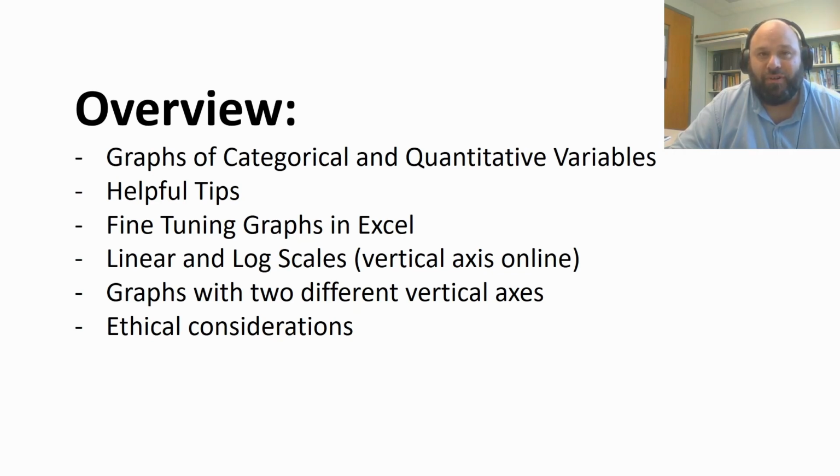We're only going to look at vertical axes, and we'll talk about what that means and see what the impact is. We're going to look at an example of a more complex graph that has two different vertical axes and how to read it. And finally, we'll conclude with some ethical considerations.